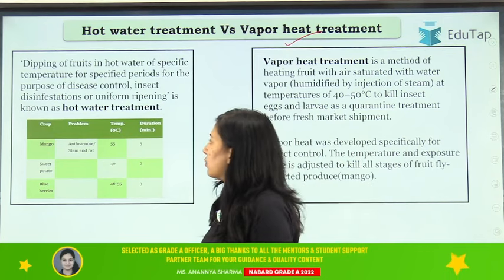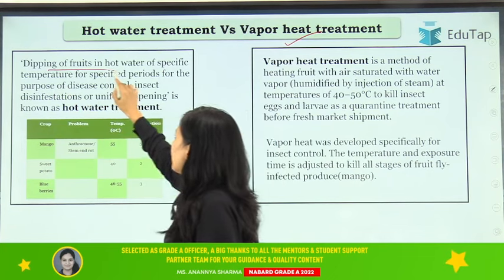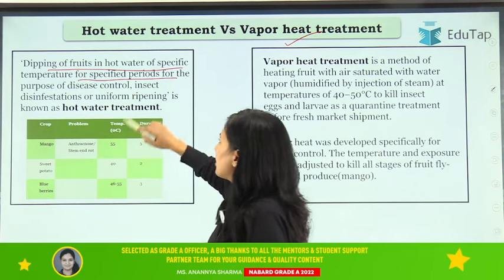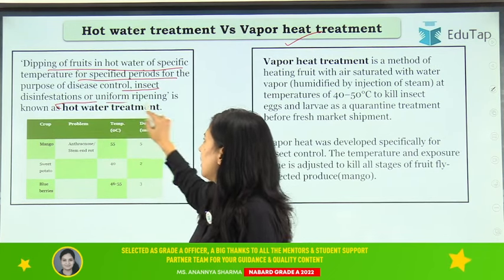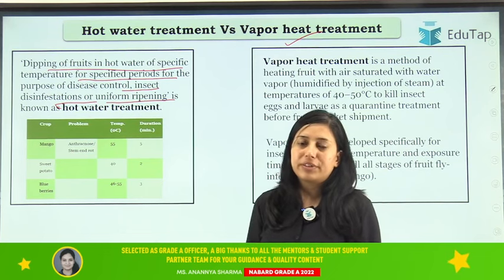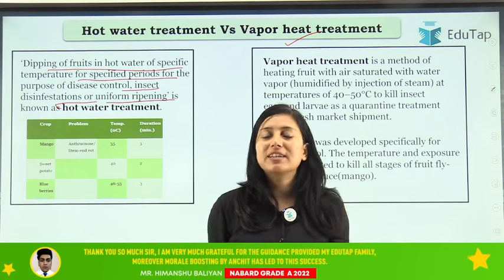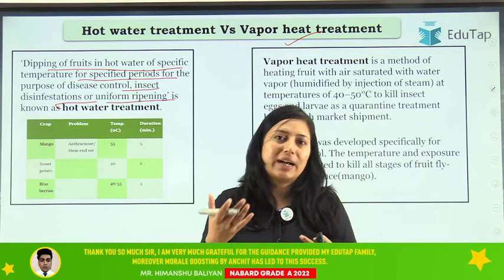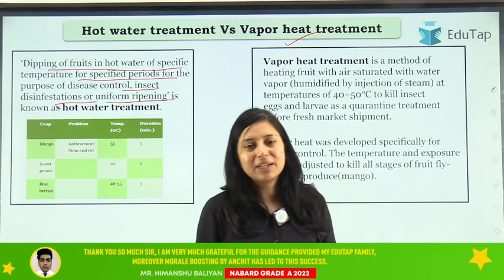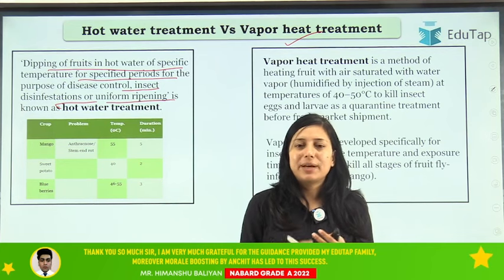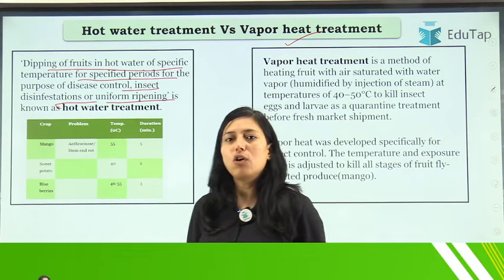So in that case, sometimes we go for hot water treatment. Okay? Basically, dipping of fruit in hot water at a specific temperature for a specific period of time for the purpose of disease control, insect disinfection, and uniform ripening is known as hot water treatment. So we take our produce and dip it in hot water at a particular temperature for a specific duration of time. And why are we doing so? So that any pest, pathogen, or insect associated with that produce can get killed, right? So that is your hot water treatment.